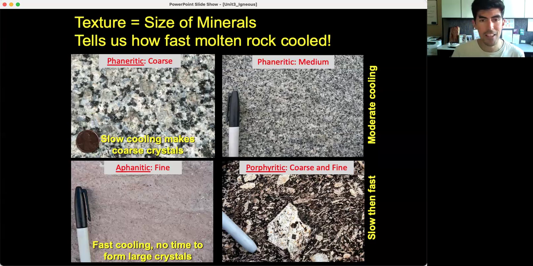What this implies is that the cooling in the magma chamber was going very slowly, and then some process, maybe the mixing of two magma chambers or the sudden eruption of that magma chamber, caused the cooling to speed up and the magma could cool down very quickly. So we go from a coarse to fine formation in these minerals, a slow then fast cooling process.